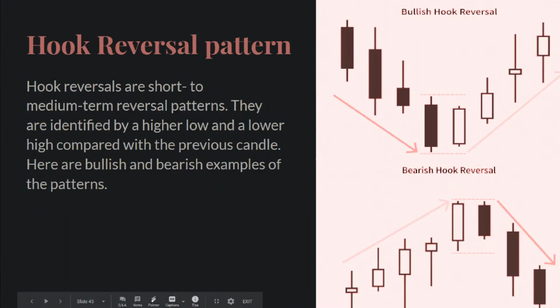So this is the hook reversal pattern. Hook reversals are short to medium term reversal patterns. They are identified by a higher low and a lower high compared to the previous candle. Here are bullish and bearish examples of this pattern. So for instance, in the bullish example, we have a lower high and a higher low, and then a higher high and a lower low, sorry.